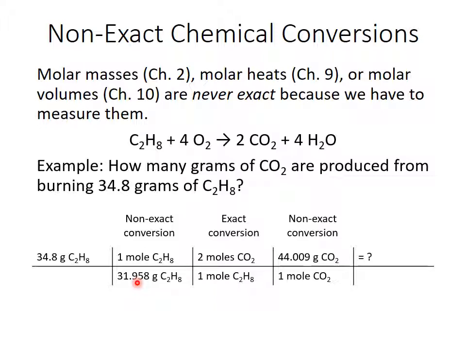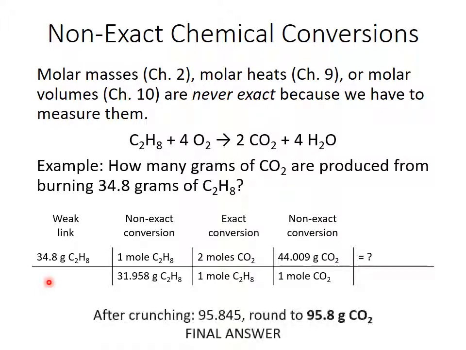Let's look at the other values we're using as inputs. It turns out our original 34.8 grams of C2H8 is the weak link because it possesses the fewest significant figures, and we're doing all multiplication and division. So let's crunch the numbers. After we crunch the numbers, our original answer is 95.845 grams of CO2, but we need to round to 3 sig figs, so the final answer is 95.8 grams of CO2.